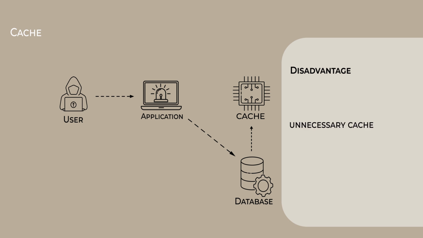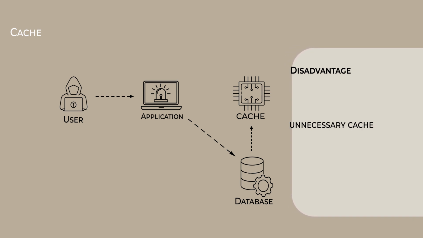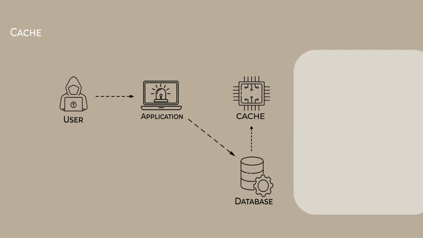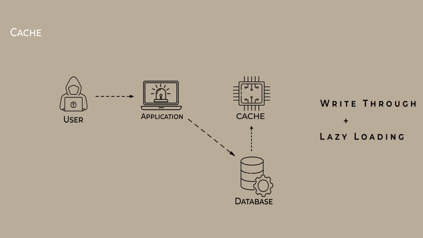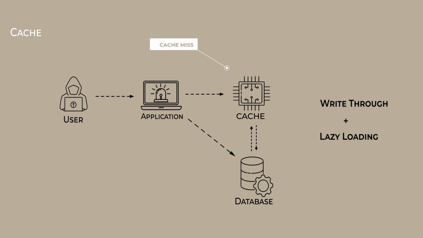A disadvantage of write-through approach is that data that is not frequently requested is also written to the cache, resulting in a larger and more expensive cache. The write-through pattern is almost always implemented along with lazy loading. If the application gets a cache miss because the data is not present or has expired, the lazy loading pattern is performed to update the cache.